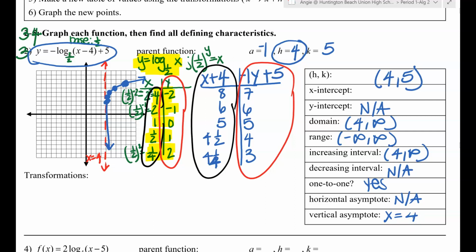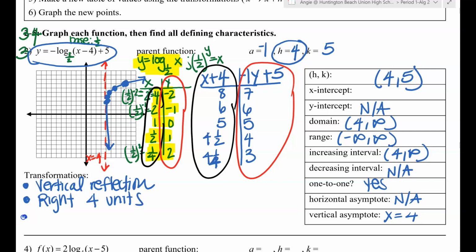We do have 3 transformations, guys. The negative is a vertical reflection. The 4, h equals 4, that's +4, so you can say right 4 units. And you have a k value that's also positive, so that's going to be up 5 units.